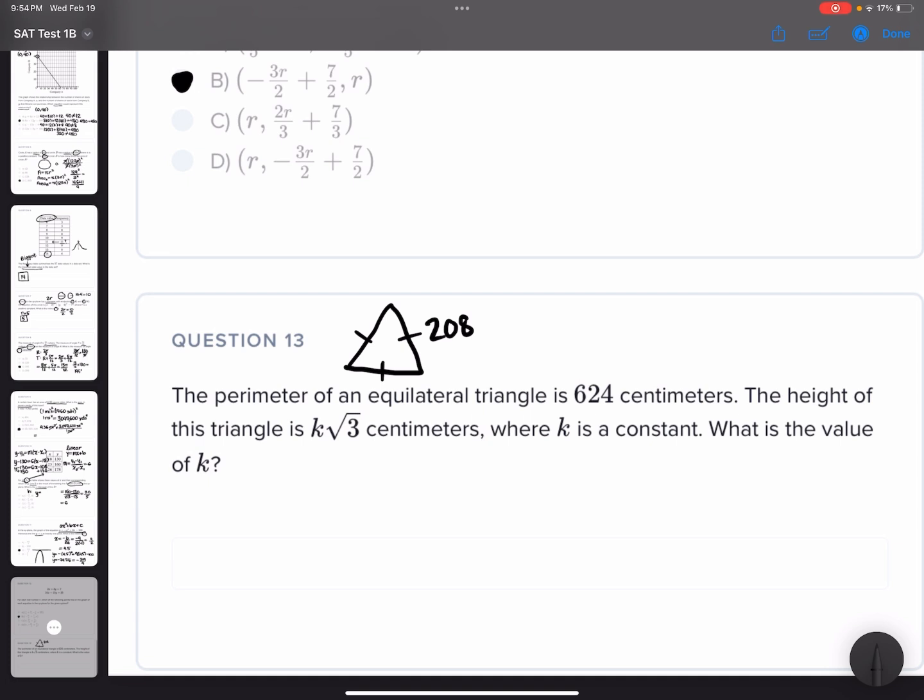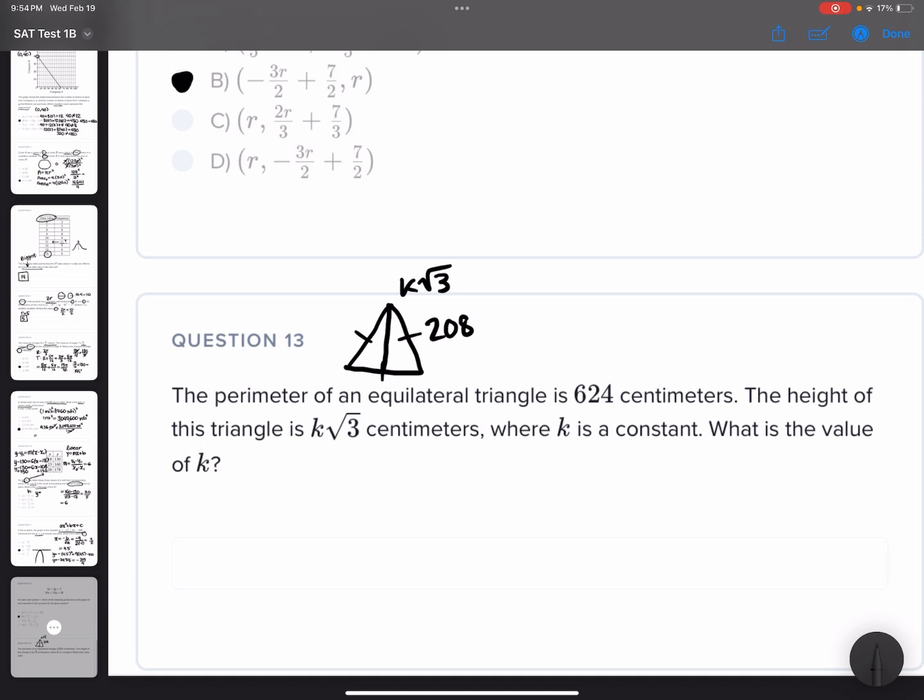Now that's a common misconception. Some people would just read this and say, oh yeah, the answer is 208. No, it's not. They say that the height of the triangle is k to the radical 3 centimeters, where k is a constant. What is the value of k?